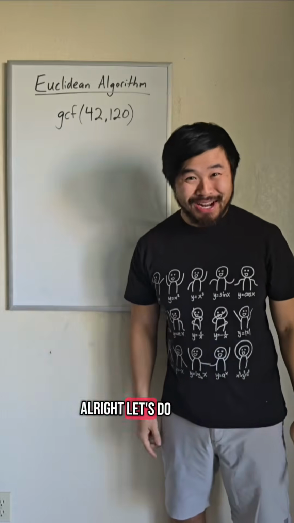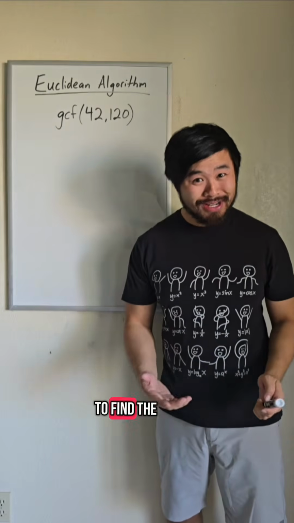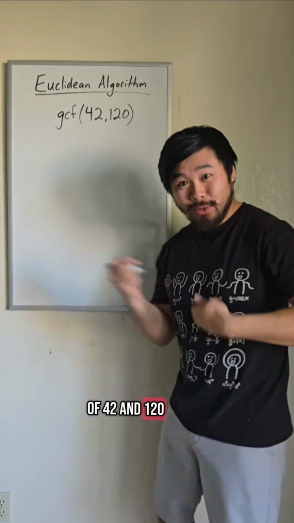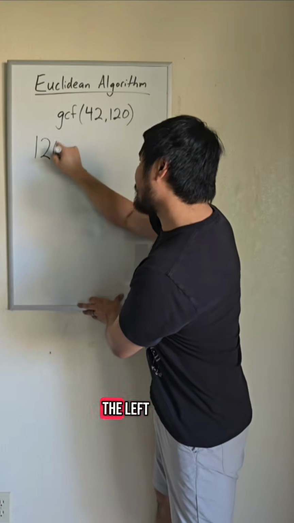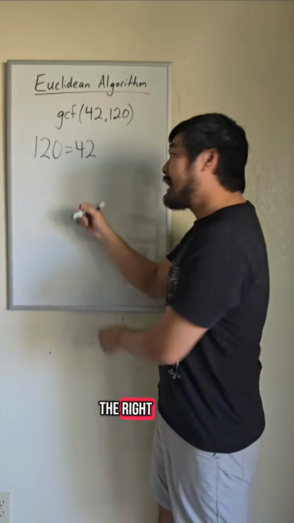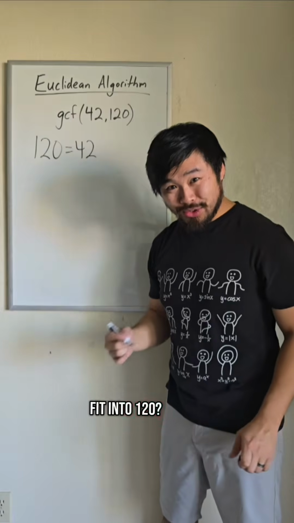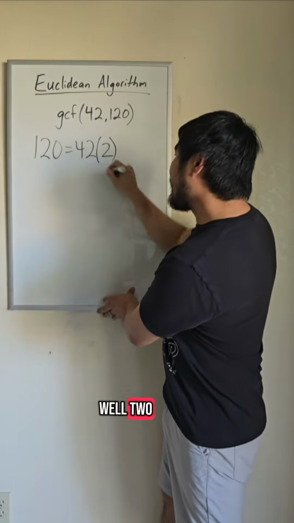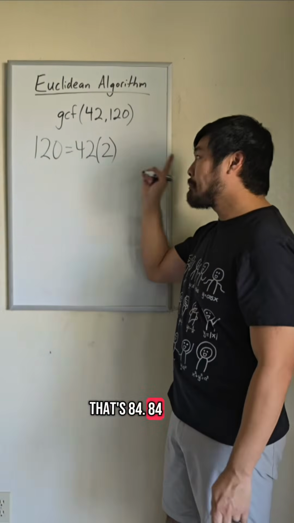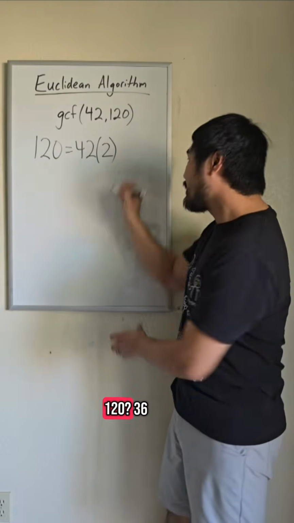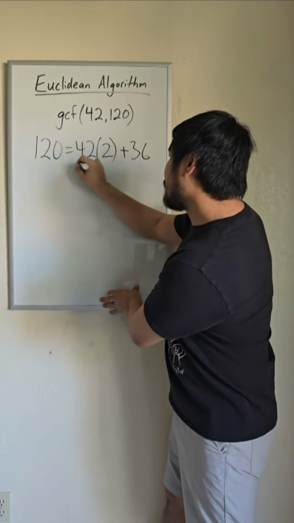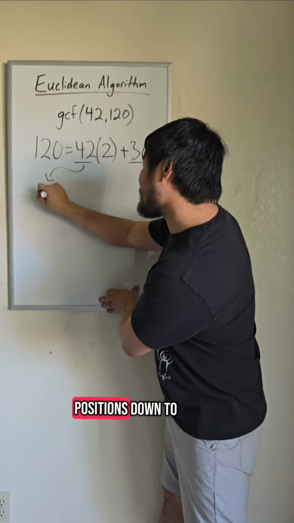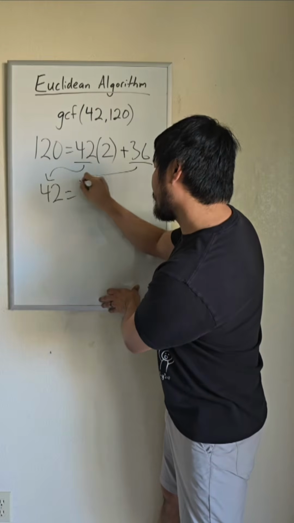All right, let's do another one together. Say we're trying to find the greatest common factor of 42 and 120. We write the larger number on the left, smaller number on the right. How many 42s fit into 120? Well, 2. That's 84. 84 plus what equals 120? Well, 36. Then we always bring the numbers in these two positions down to the next line.